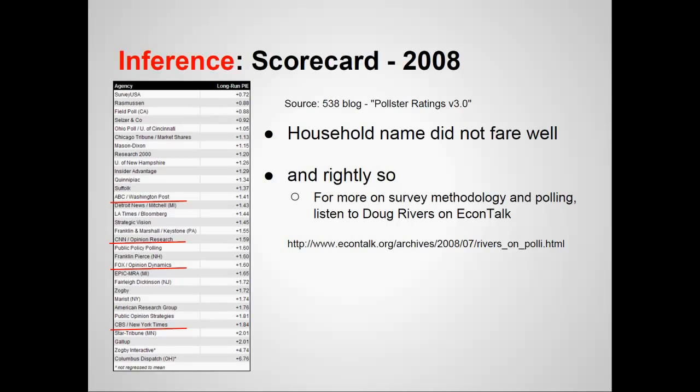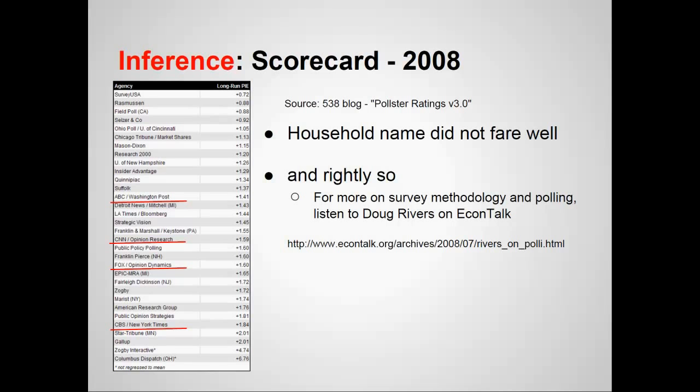So let's take a look at how each pollster did in 2008. We didn't get the long-run PIE, poll-induced error, for 2012, but I guess things won't change that much. So if you look at the table, you will find that household names did not fare very well. Major network polls actually did quite badly. And I would say it's rightly so. If you know something about survey statistics, it would surprise you if they actually did a good job.